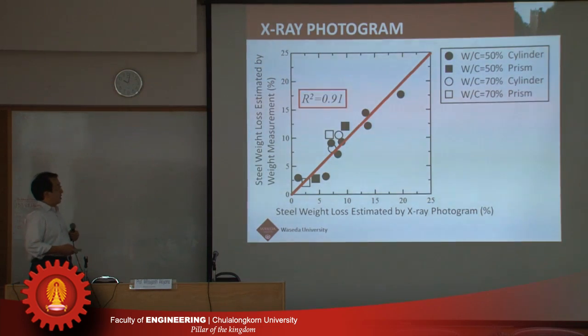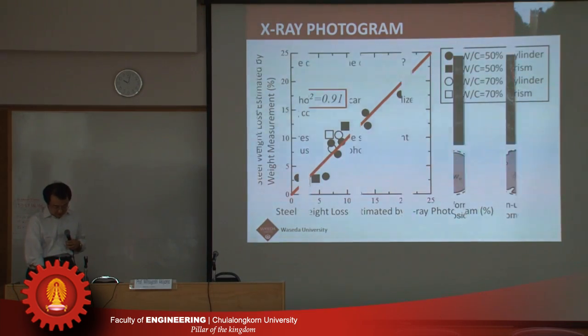This figure shows the relationship between steel weight loss estimated by weight measurement and that estimated by X-ray photogram. You can see the estimation accuracy is independent of the magnitude of steel weight loss. So without severely damaging the reinforced concrete structure members, using X-ray photogram makes it possible to estimate the steel weight loss. This is a very suitable tool.